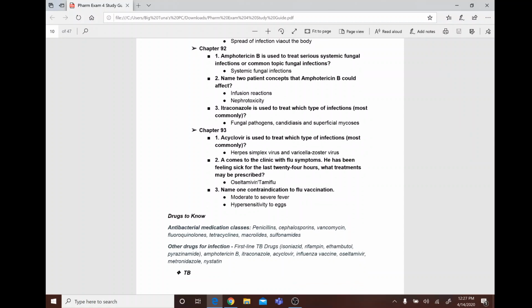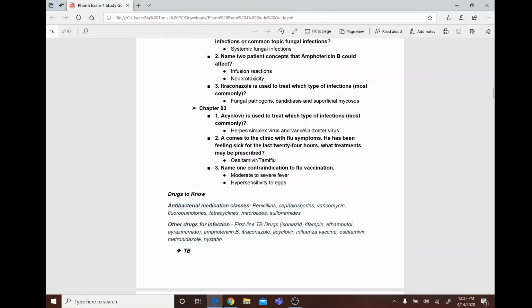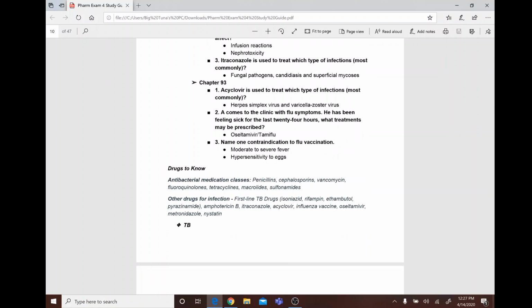Itraconazole is used to treat which type of infections most commonly? Fungal infections, candidiasis, and superficial mycoses. Acyclovir is used to treat which type of infections most commonly? Herpes simplex virus and varicella zoster virus.